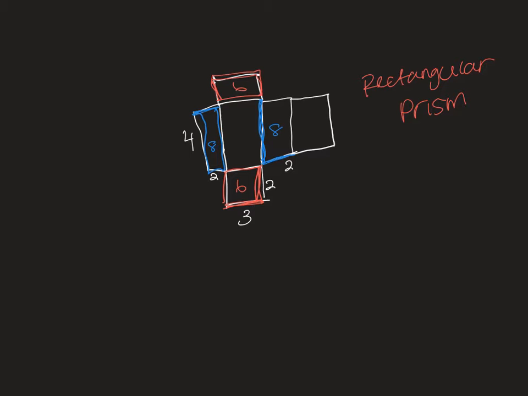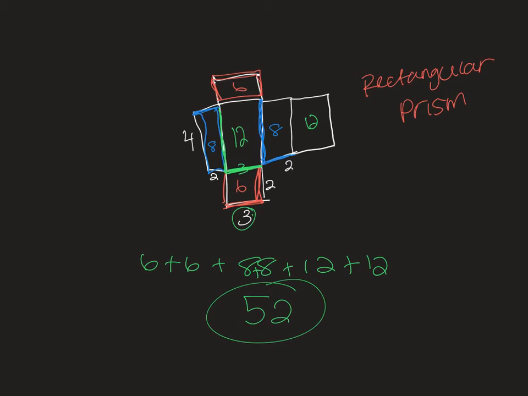Now this one would have a base of 3, because if this is 3 here, then this is also 3. And we would have a height of 4. So 3 times 4 is going to give us 12. And that one would also give us 12. And now I'm going to add all these measurements up. So 6 plus 6 plus 8 plus 8 plus 12 plus 12. And that would give us a total surface area of 52.